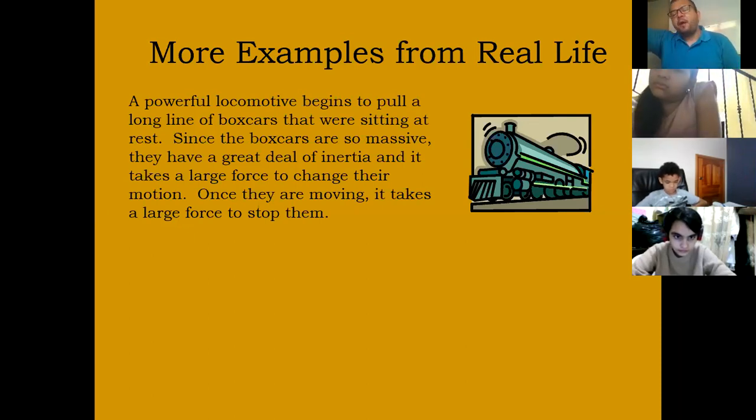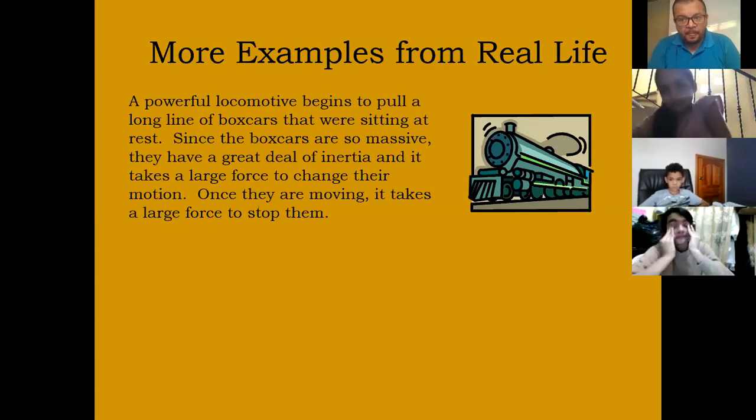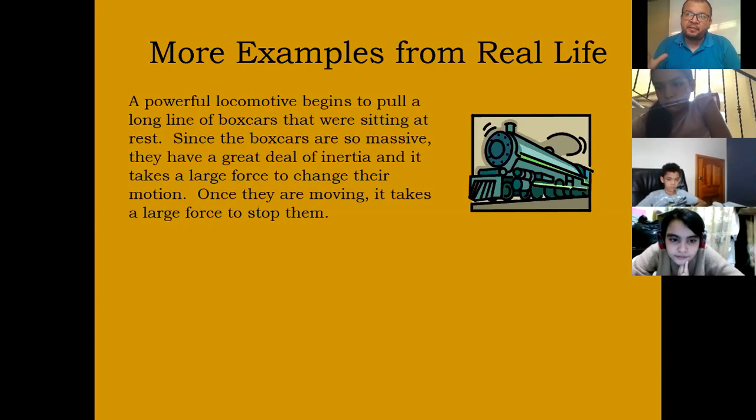There are a lot of wagons in that train. The locomotive, this part of the train, needs enough force to move all of them. It needs even more force to stop all of them, because they start to get inertia. They start to get a velocity. All those wagons start to get one same velocity, right?